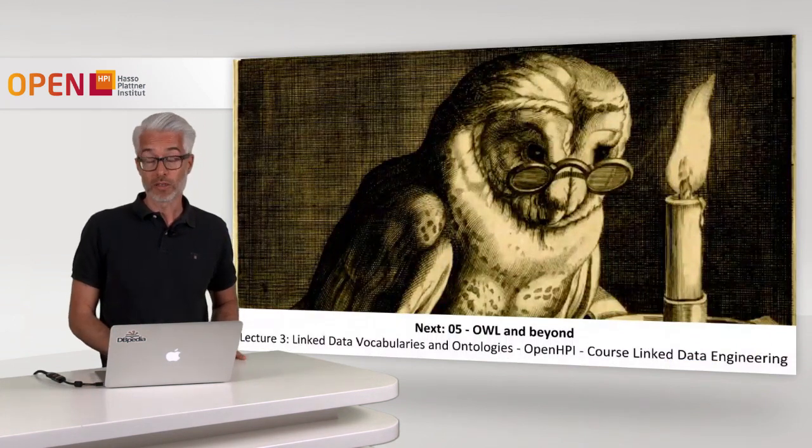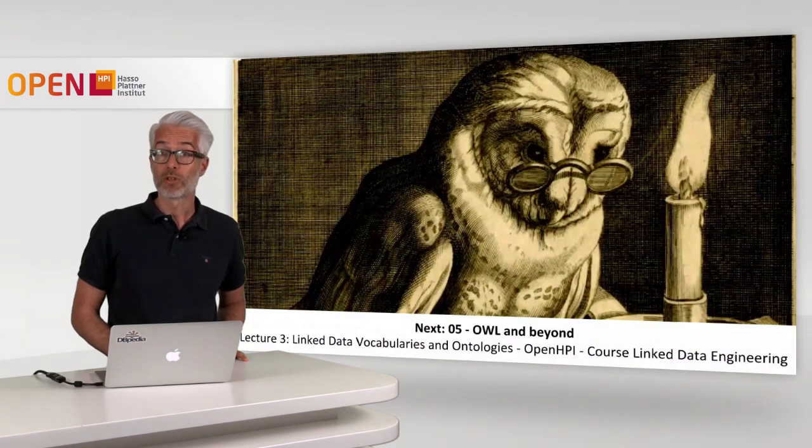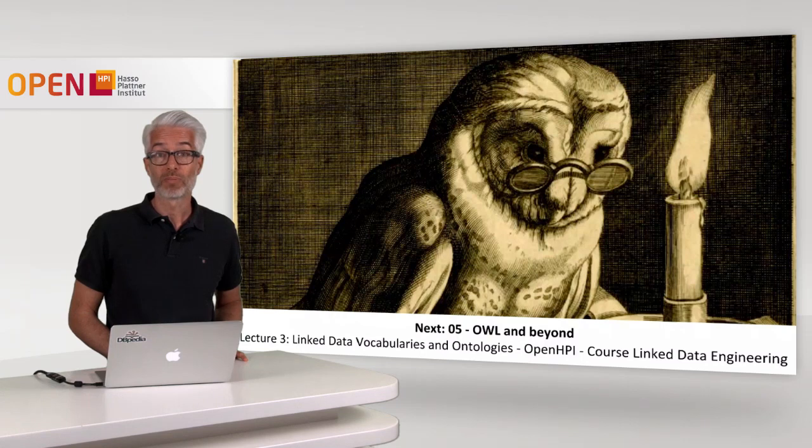Now we have learned a lot about defining complex classes in OWL. What follows next is the definition of properties and also property restrictions. So next lecture will be OWL and beyond.